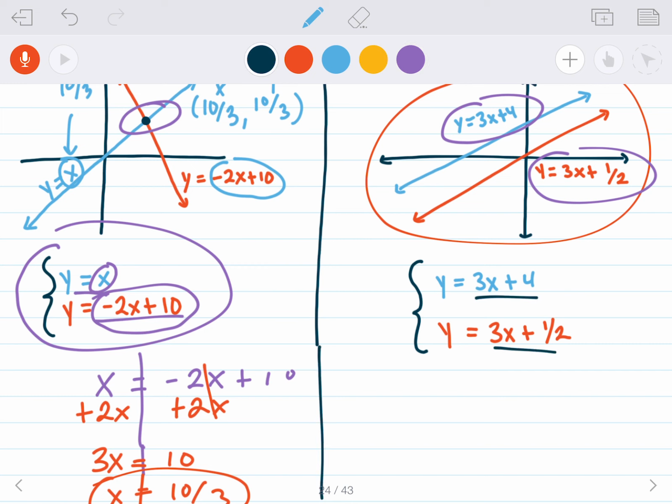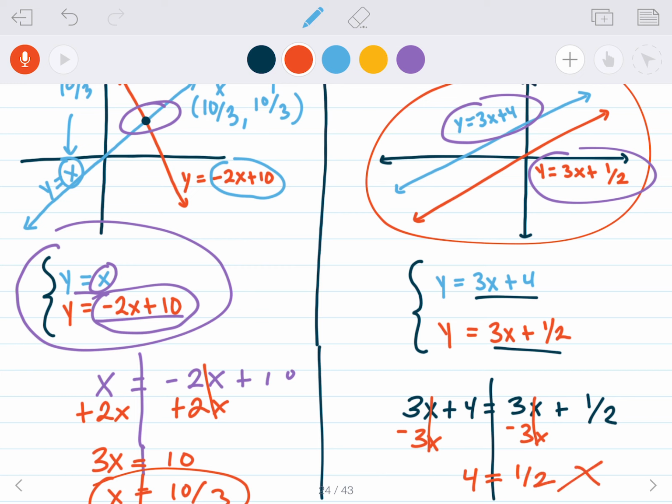So if we set these equal to each other, we get 3x plus 4 is equal to 3x plus 1/2. And if I try to solve for x, I can subtract 3x from both sides. But what I end up with when I do that is 4 equals 1/2, which is a false equation. So that's how we know algebraically that there is no solution.